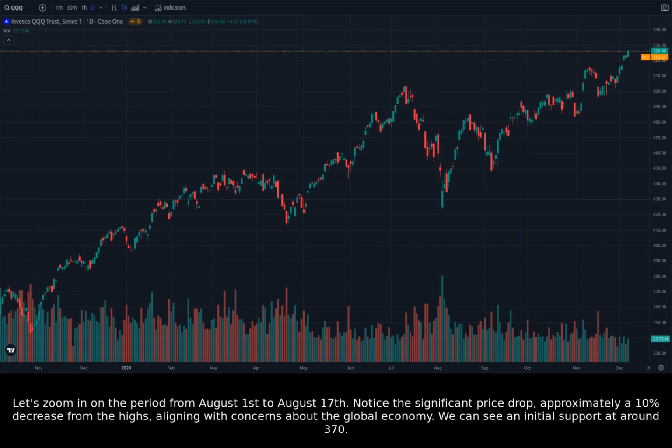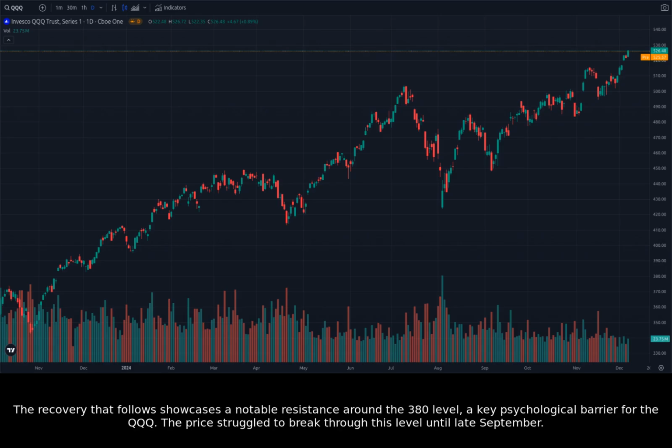Notice the significant price drop, approximately a 10% decrease from the highs, aligning with concerns about the global economy. We can see an initial support at around 370. The recovery that follows showcases a notable resistance around the 380 level, a key psychological barrier for the QQQ. The price struggled to break through this level until late September.